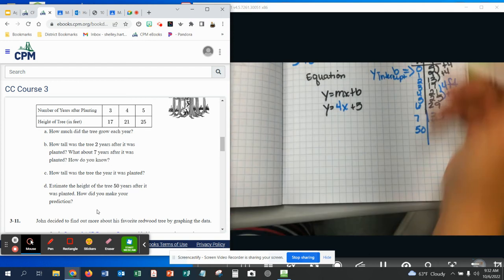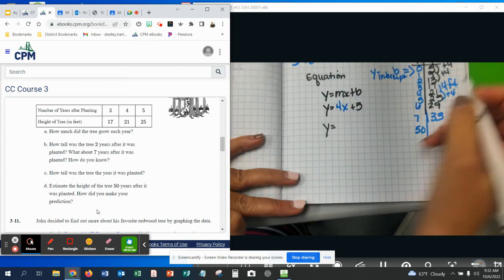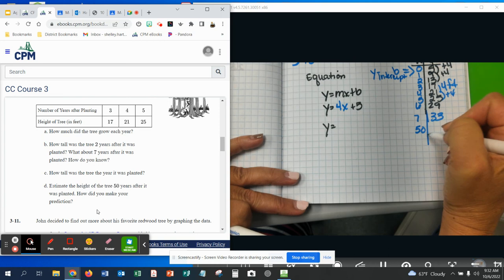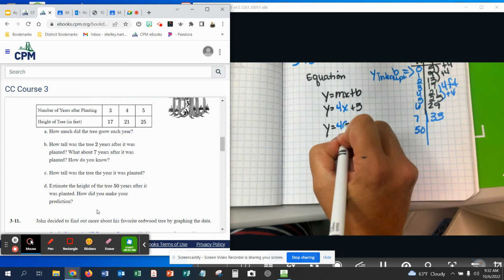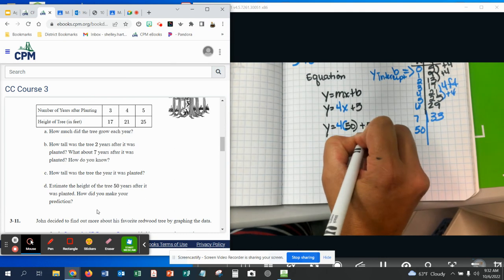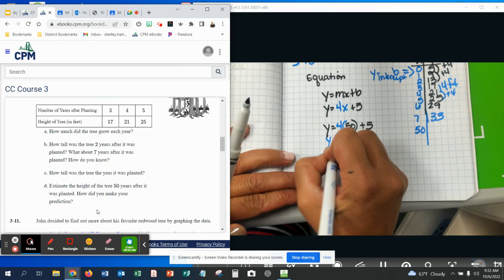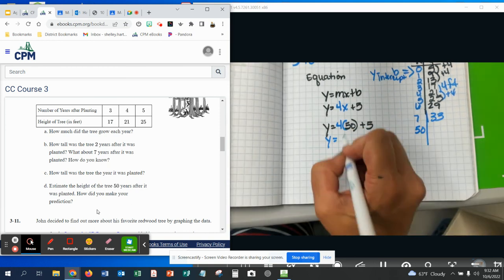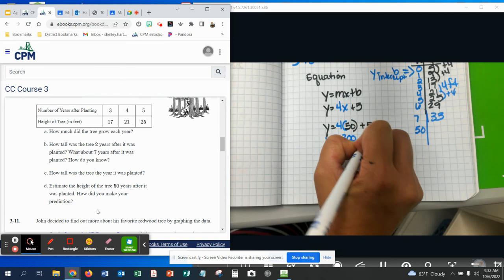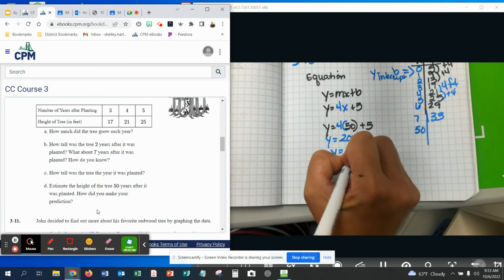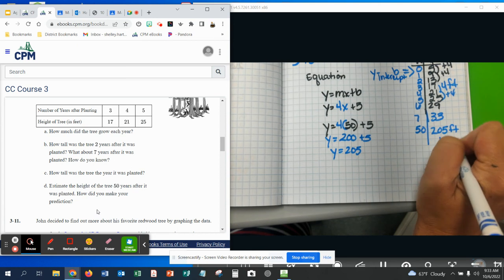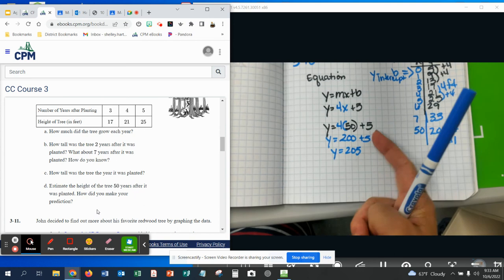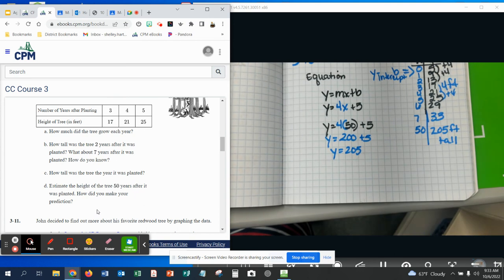Watch this. So you have y equals, we want to know how tall it's going to be at 50 years old. So you have 4 times 50 plus 5. So y equals 4 times 50 is 200, right? Plus 5. So it's going to be 205 feet tall. That's all you have to do. You just plug it into the equation and solve it. That's it.